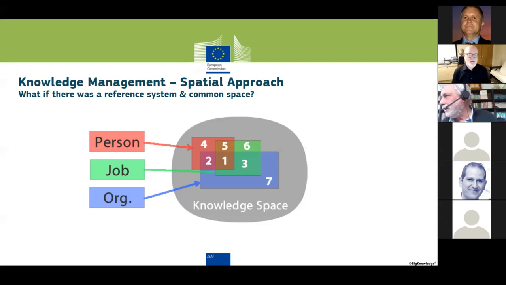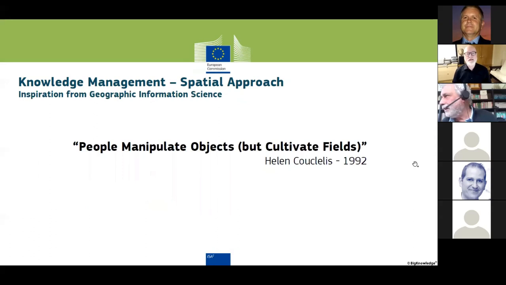So next, please. Again, the L stands for location in ELISE, so let's draw some inspiration from geographic information science. And it turns out, if we look at this quote from Helen Couclelis now 30 years ago, what this is pointing to is that there are multiple ways of conceptualizing reality. And here it was applied to geographic space, to location information, but it's also applicable to knowledge spaces.